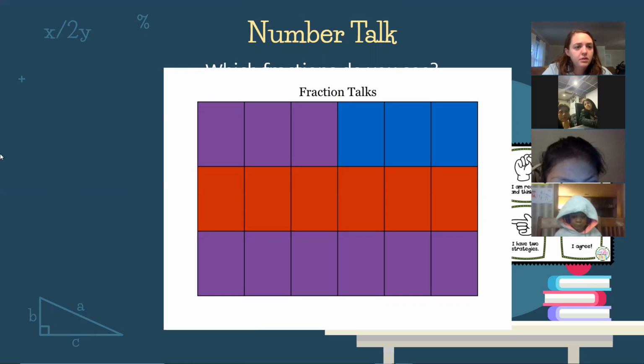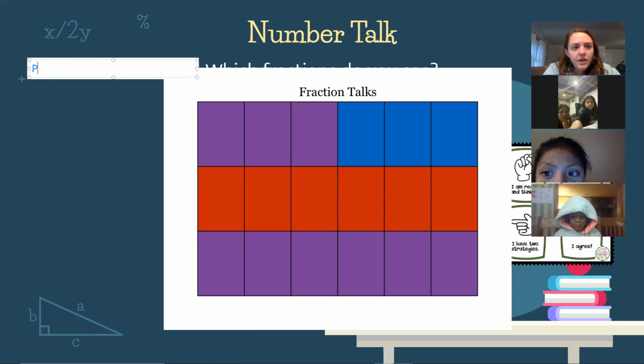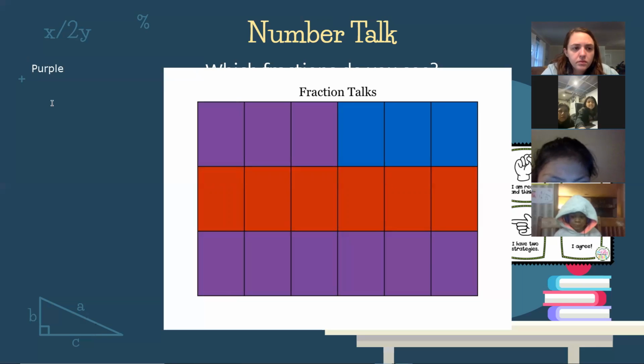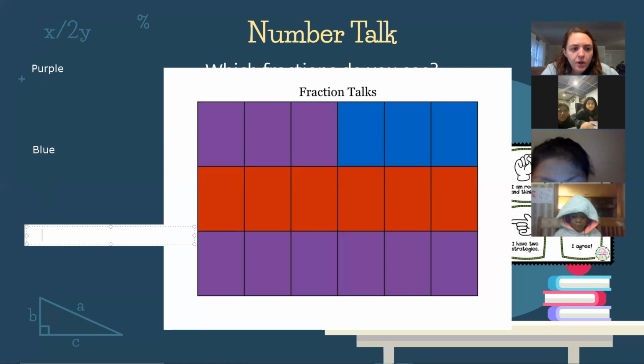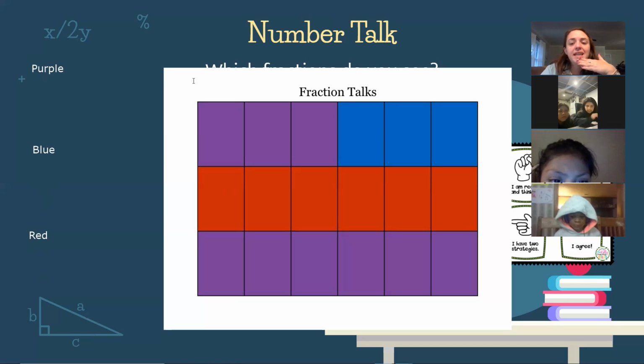Actually, let me do this. All right, what fraction of our shape is purple? Purple. We're going to do all the colors, purple, blue, and red. So the first thing that we need to do is count how many parts our whole rectangle has been cut into, which is a lot. So that number is going to be our denominator, our downstairs denominator, the number that's going to be on the bottom of all of our fraction bars. So how many boxes do we count in total?